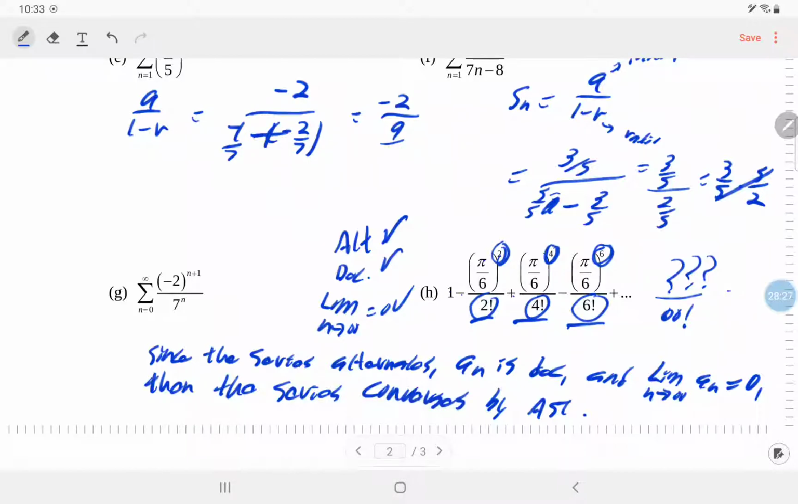There's your kind of brief intro into alternating series test. We'll talk more about it in the next lesson when we talk about series error as well.